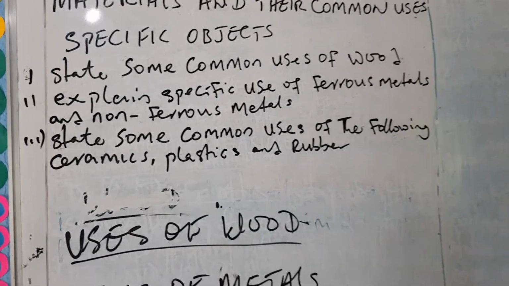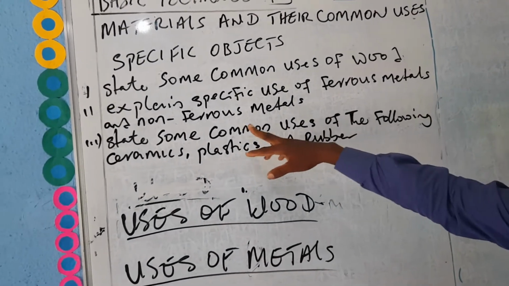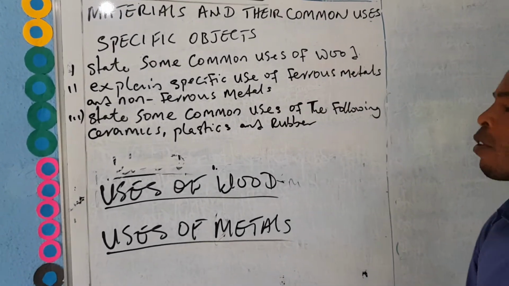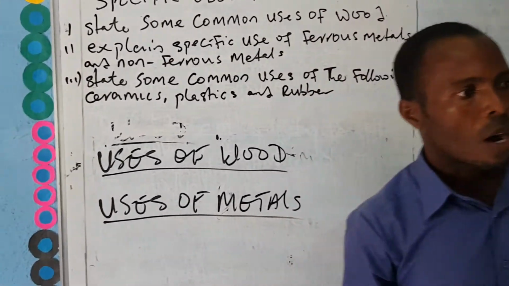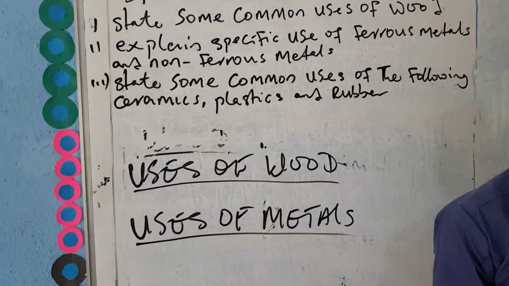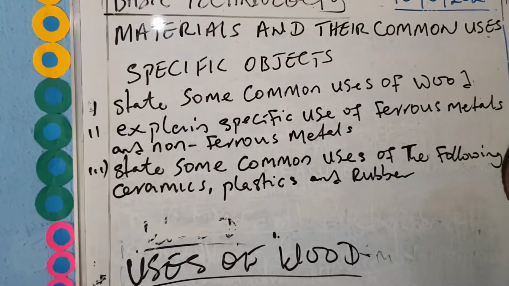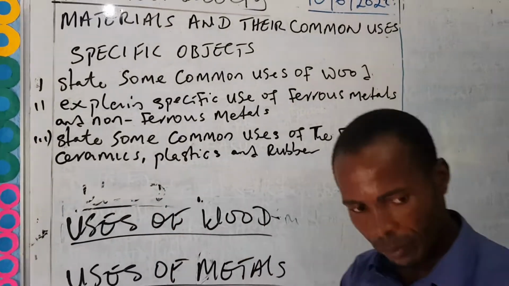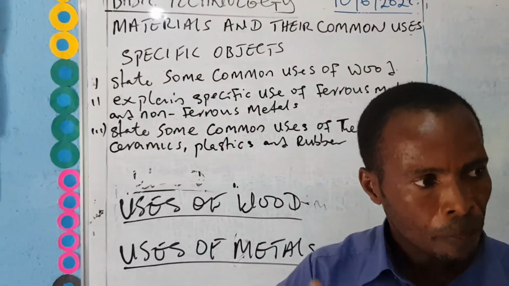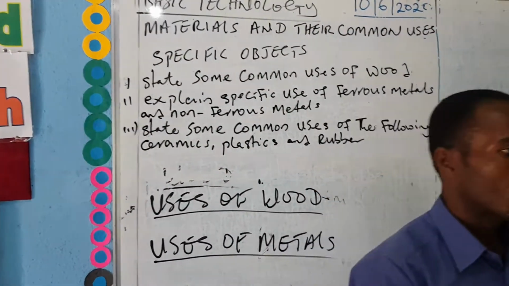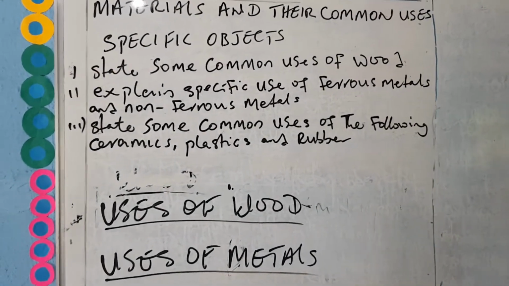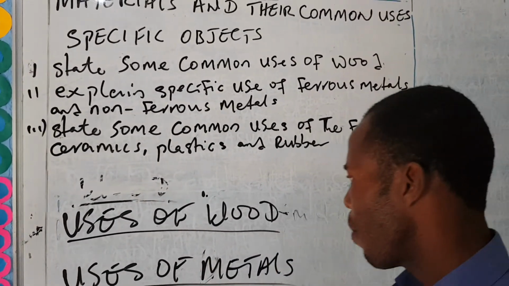Alright, let's go to non-ferrous metal. I can have it in my specific objective. Non-ferrous metal. We have it as aluminium. Aluminium alloy is used for making aircraft. If you see our aircraft today, the body is made up of what? Aluminium. They are the use of metals.